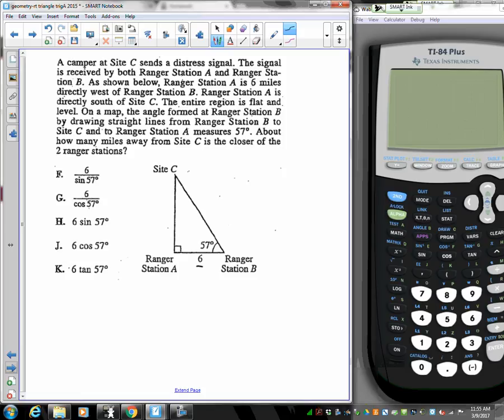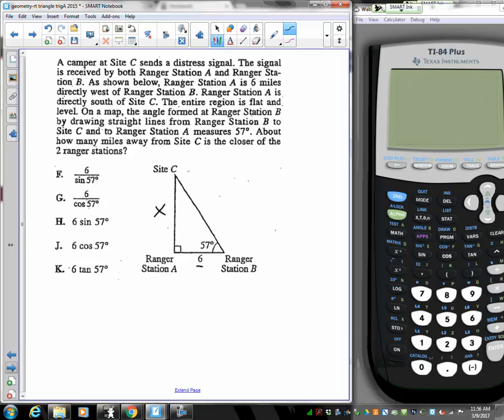On a map, the angle formed at Ranger Station B by drawing a straight line, we can see that's 57 degrees. I'm going to skip to the last sentence. About how many miles away from Site C is the closer of the two Ranger Stations? So we're trying to figure out which would be the shorter distance. Well, it's not this one, because that's the hypotenuse. The hypotenuse is the longer distance. So this is the distance that we would look for.